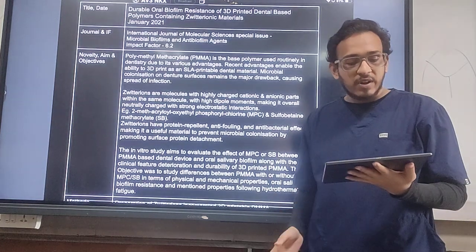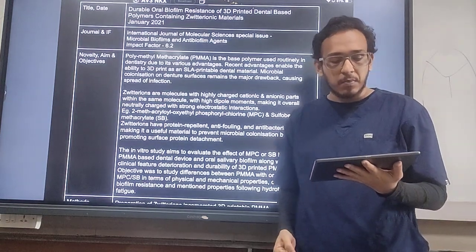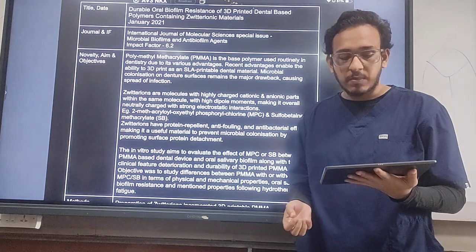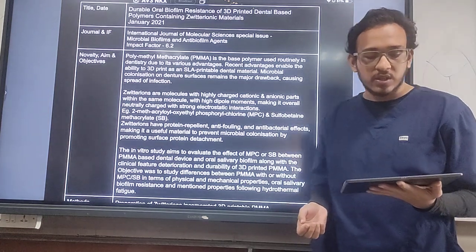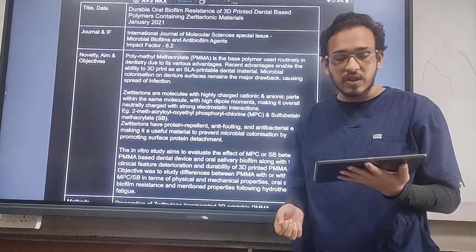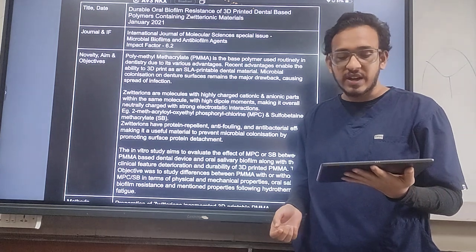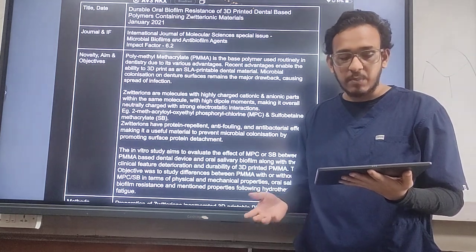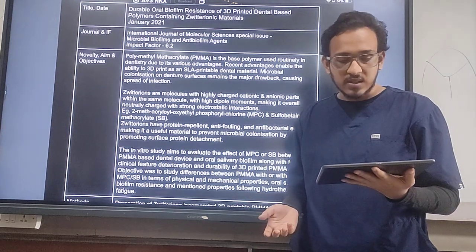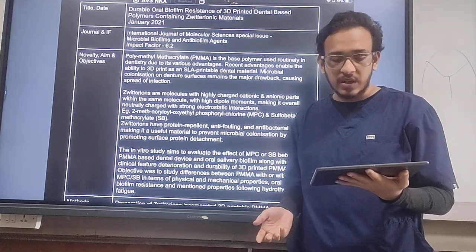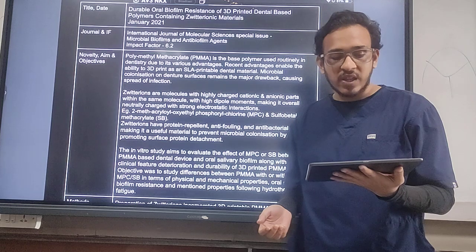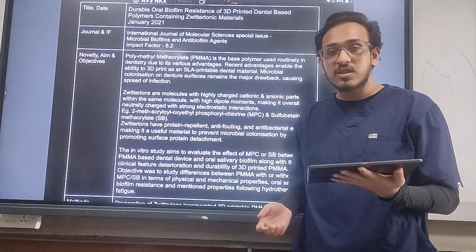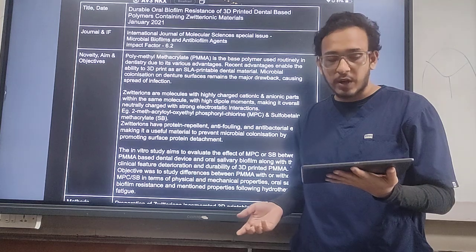The aim and novelty is as follows. Polymethyl methacrylate, which is PMMA, is the base polymer routinely used in dentistry due to its various advantages. Recent advances enable 3D printing of PMMA as an SLA printable dental material. So microbial colonization on denture surfaces remains the major drawback, causing the spread of infection.